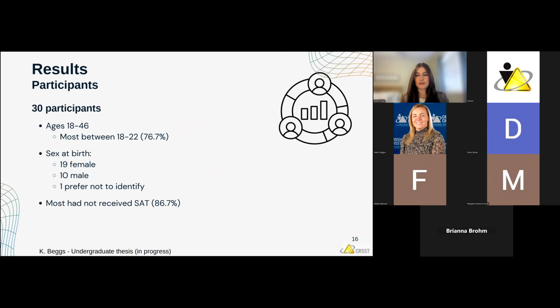Okay, moving on to the results. So we had 30 participants, aged 18 to 46. Most were between the ages of 18 to 22. There were 19 females, 10 males, and 1 participant who preferred not to identify. And most of the participants had not previously completed any seat adjustment training before.